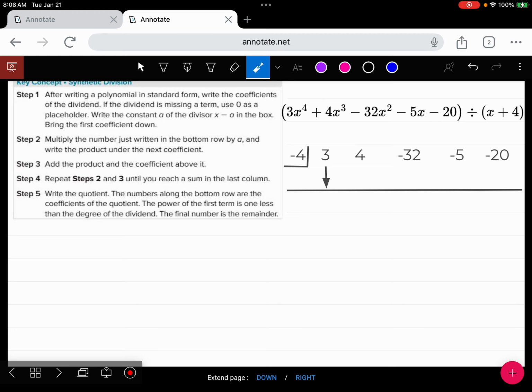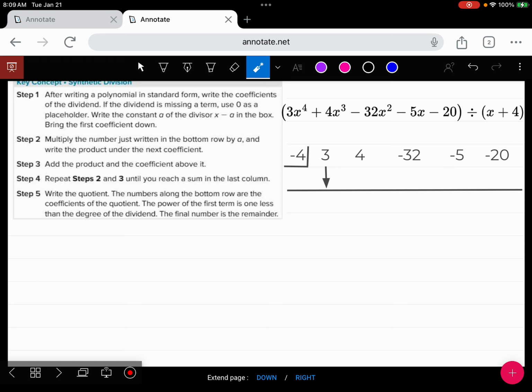Ew. So what we do is we take our polynomial in standard form, and we write down just the coefficients, just the numbers. No letters, just numbers. But I can't skip any letters. So we're starting with our 3x to the 4th, and we're going to write down our 3. Then we do our 4x cubed, and we have our 4. We have our minus 32x squared, so minus 32, that's going to be our next one. Minus 5x, minus 5, minus 20, minus 20.